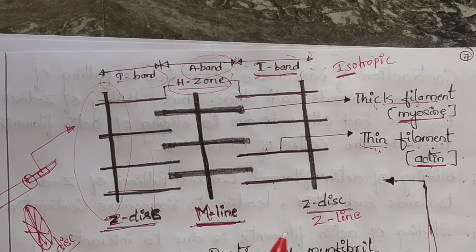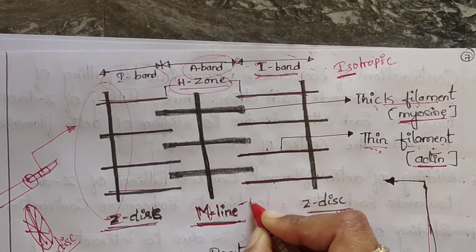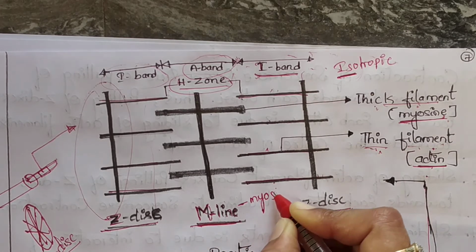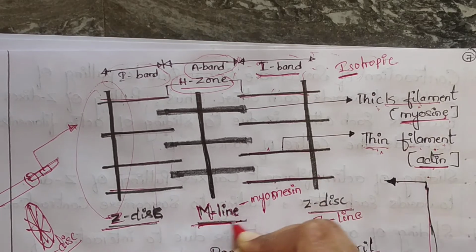And this M line is composed of several proteins, including myomesin. It includes the protein called myomesin. Which one? That is the M line.